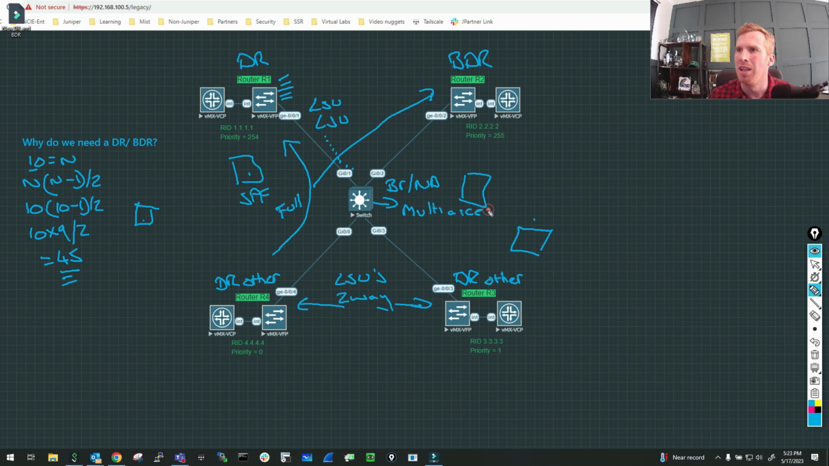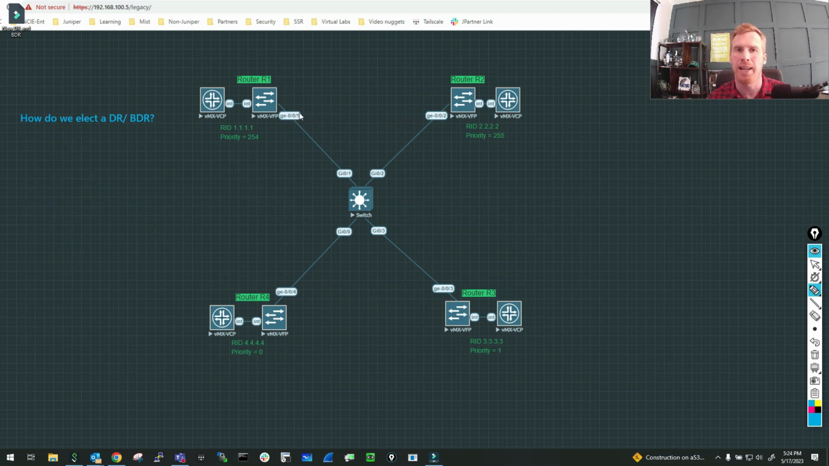We are really limiting the number of adjacencies that have to be built, and thus, if there is an update, the amount of CPU cycles consumed on each router device. But how do we actually elect a designated router or a backup designated router, or even a DROther? Well, what we've got is priorities.